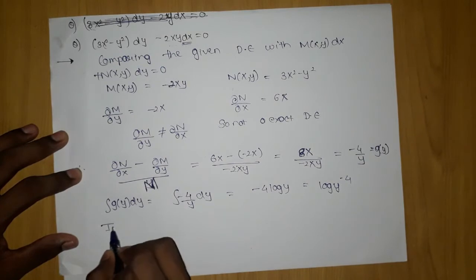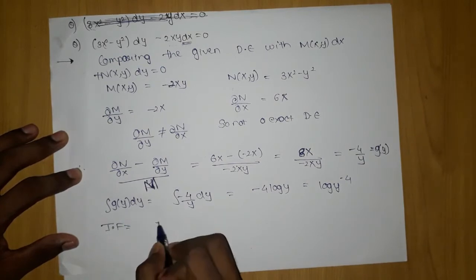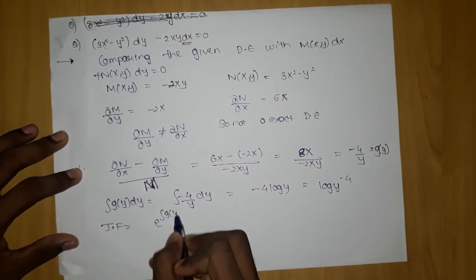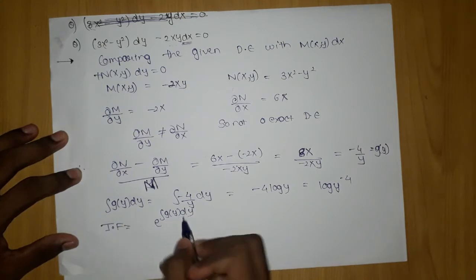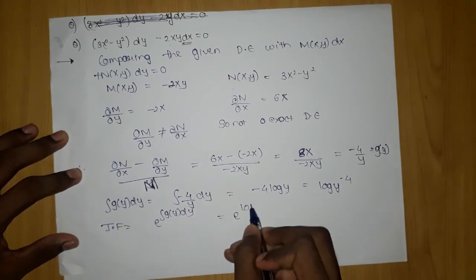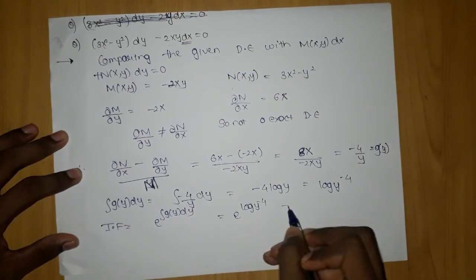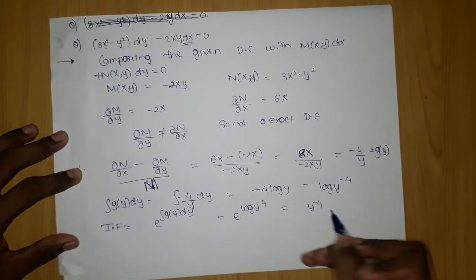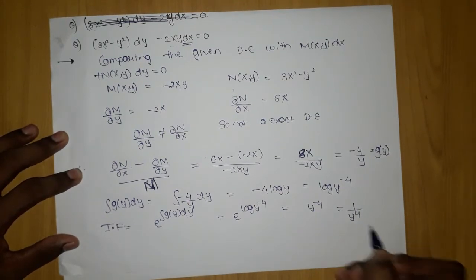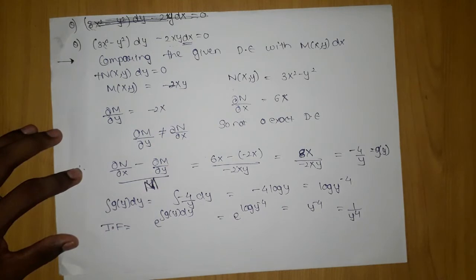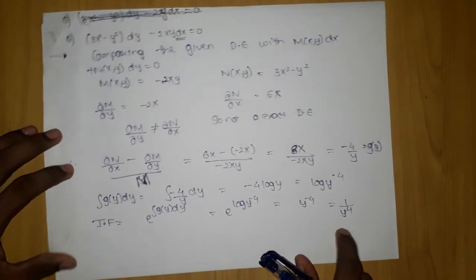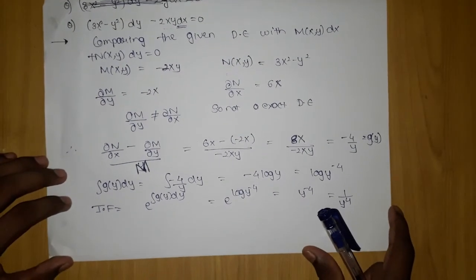After this you can get the integrating factor, which is e to the power integral g of y dy. Just substitute the value here, e to the power log y to the power minus 4. The moment you substitute, you get y to the power minus 4, that is 1 by y to the power 4. So you are getting this thing.